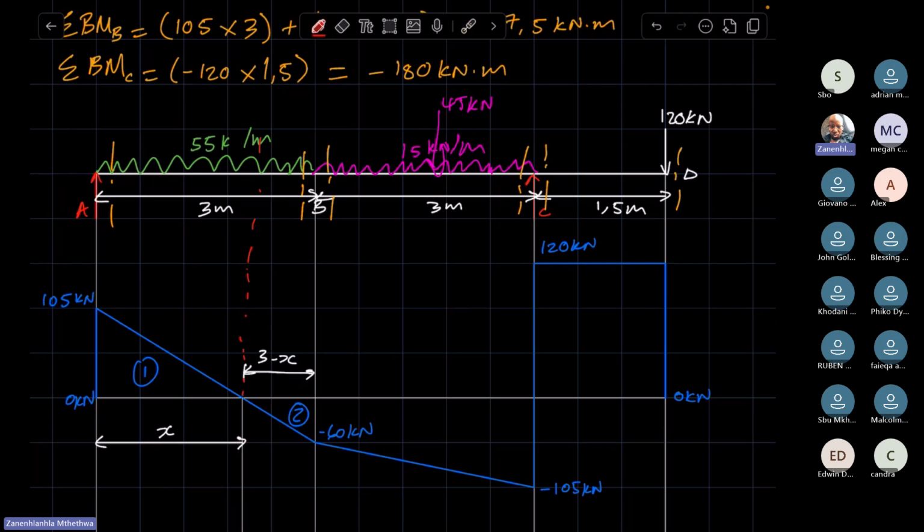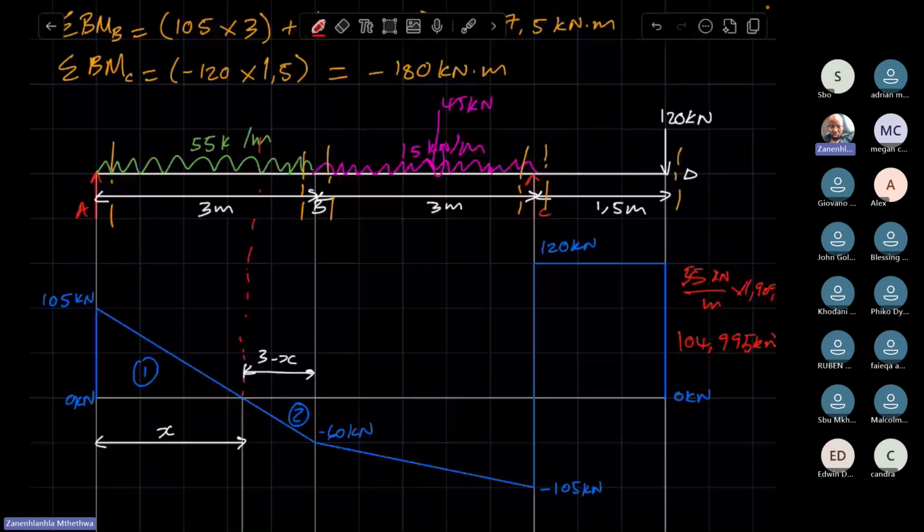Right, so we say the 55, which is in kilonewtons per meter, you multiply this by the X value. The X value is 1,909. All right, so we said the 55 times 1,909, that gives us the weight of the UDL, which is 104,995 kilonewtons.